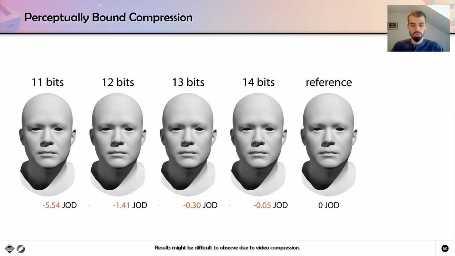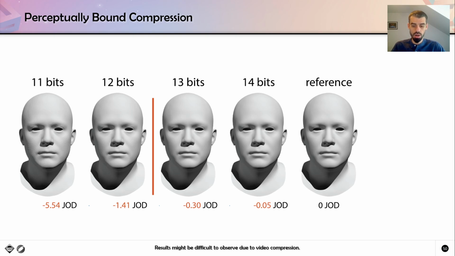expressed in JOD units. To decide whether distortion is visible or not, we set our visibility threshold to 1 JOD, which means that 75% of population would be able to spot distortion in the distorted mesh when compared against the reference. According to this threshold, the mesh whose vertices are quantized on 13 bits is still perceptually lossless.